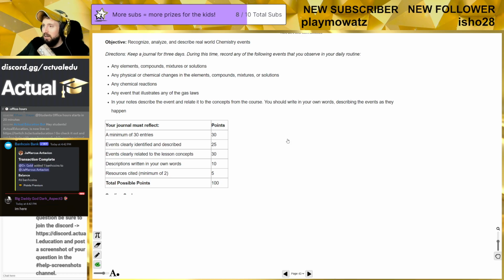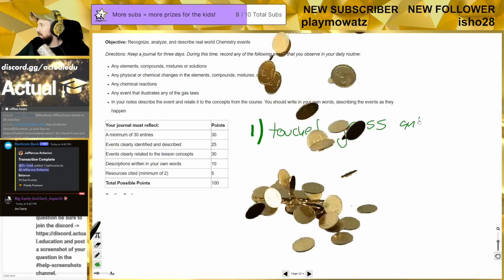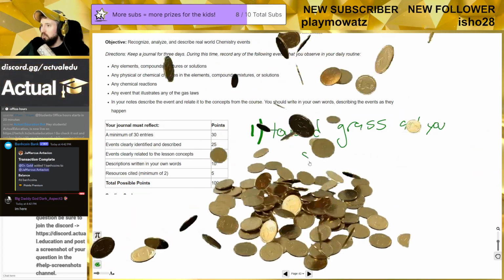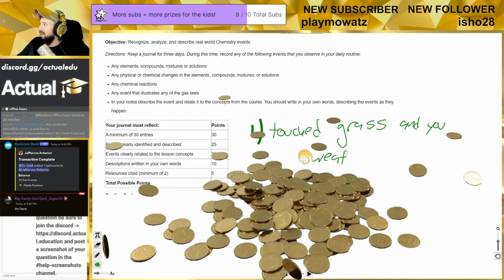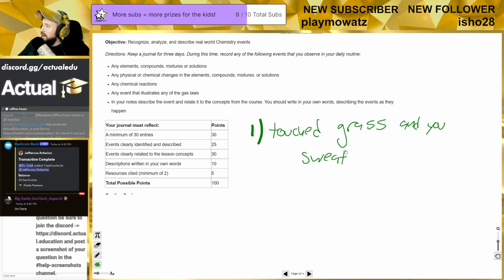Sure. Okay. So let's say you went and you touched grass. All right? That's good. We like to touch grass. And you sweat. Let's say you went outside, you ran a little bit, and you sweat. This does demonstrate a chemistry concept. What chemistry concept does this demonstrate? Mitochondria. No! No, dog. I don't know.